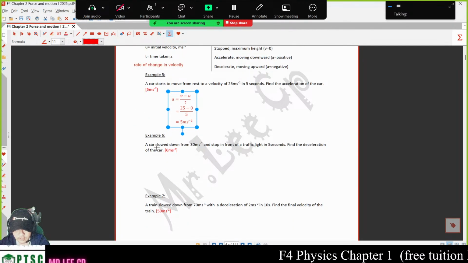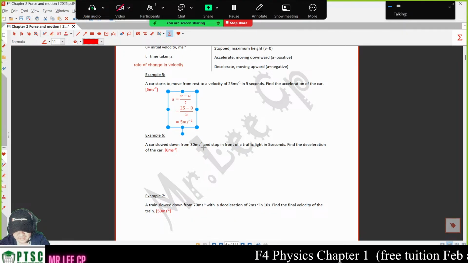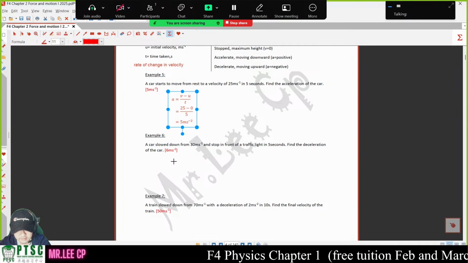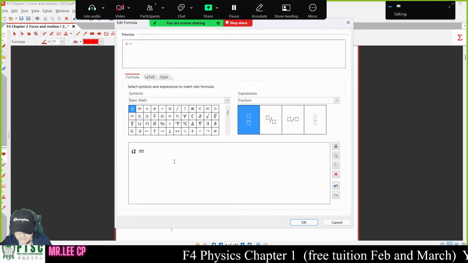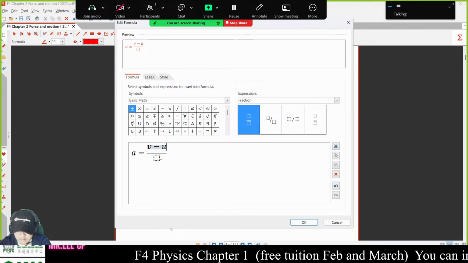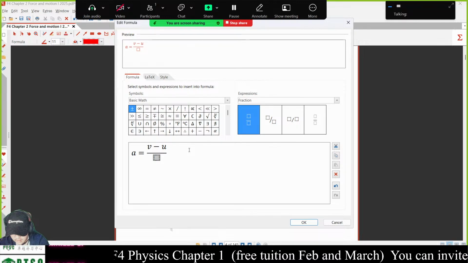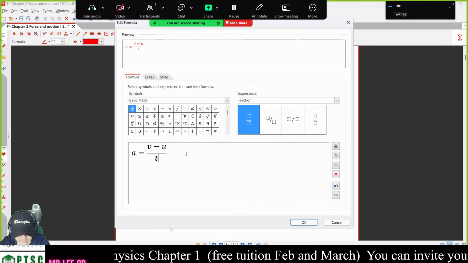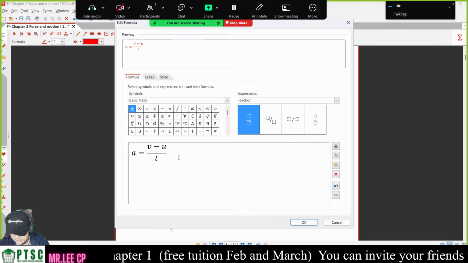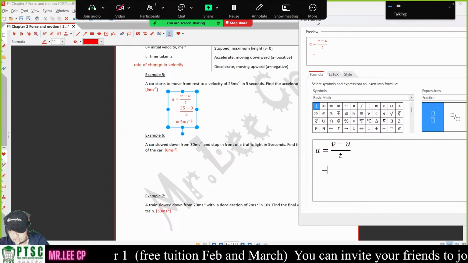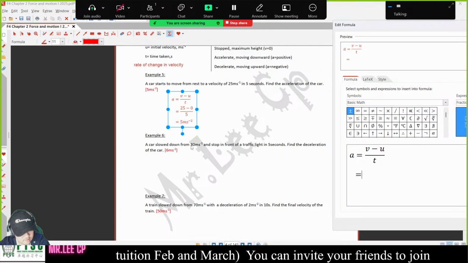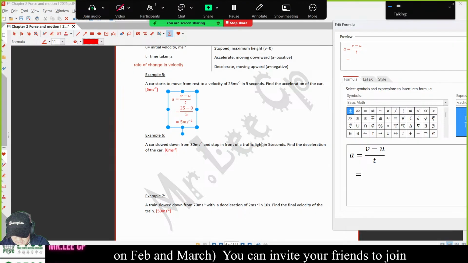A car slows down from 30 and then stops in front of the traffic light in 5 seconds. Find the deceleration of the car. So the formula is a is equal to v minus u over t. Not capital T, it is small t. I better copy this letter, I need to use it many times. The 30 ms negative 1 is velocity, I know. This one is 5 seconds, this is time, I know.